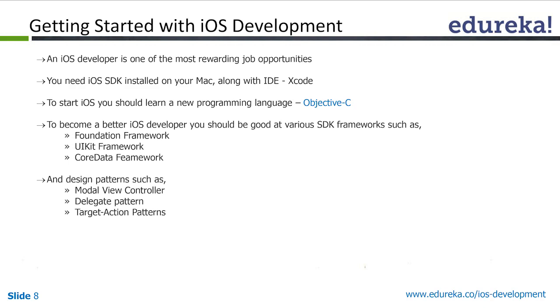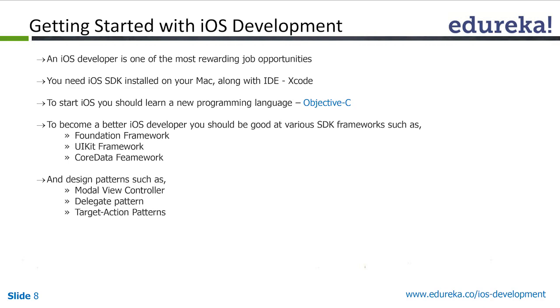Other than learning a new programming language, you need to have a good idea of frameworks. That is the Foundation framework, which deals with the basic objects. Next is the UIKit framework, which is for displaying objects, such as buttons, labels, or alerts; they all come under the UIKit framework. And the Core Data framework is mainly used for persistence, that is storing data on your device. You can call it a local database.